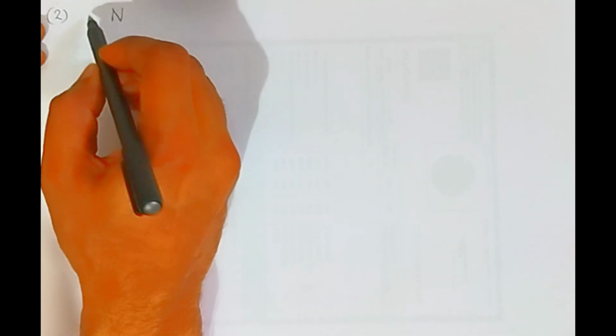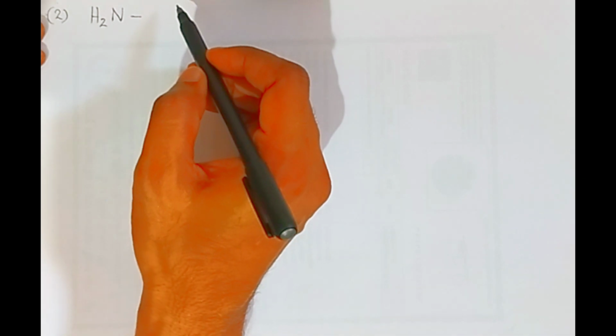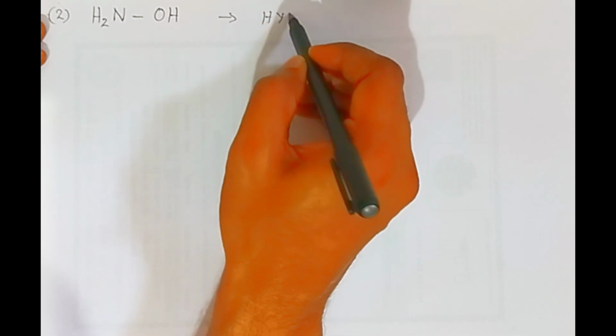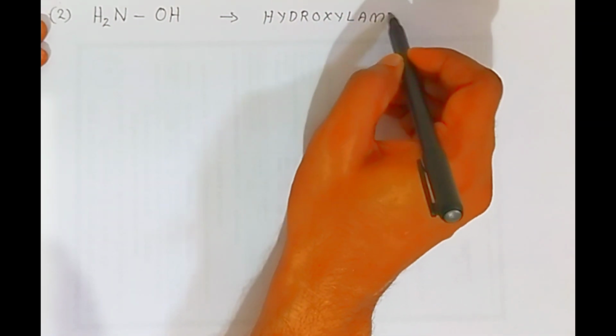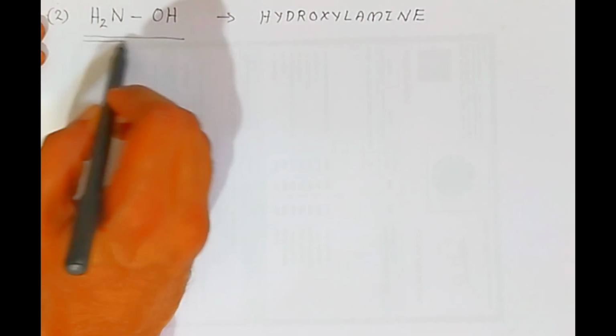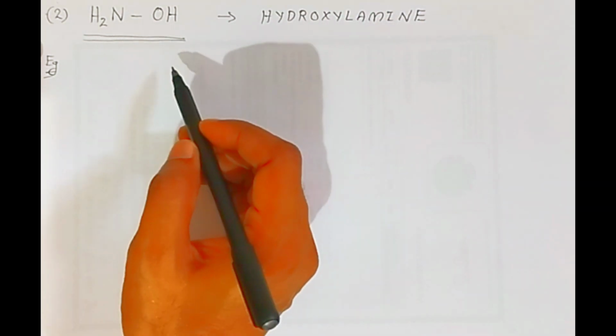Second ammonia derivative that we are going to use here, students, is when one of the hydrogens we are going to replace with a hydroxyl group. This is called hydroxylamine. This is hydroxylamine, students. Now what happens, students? An example, when this hydroxylamine reacts with aldehydes and ketones.